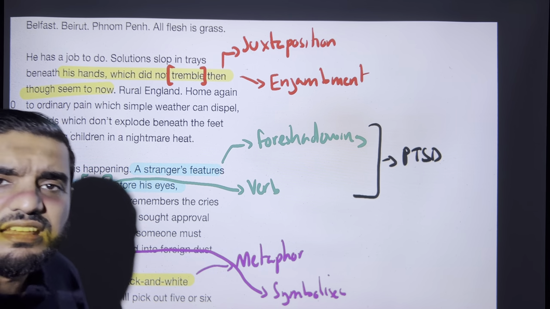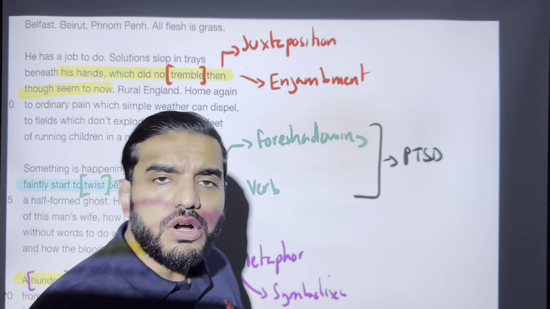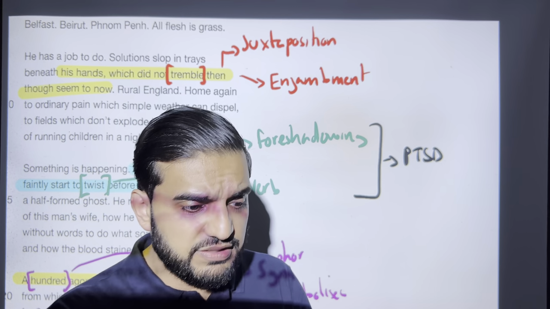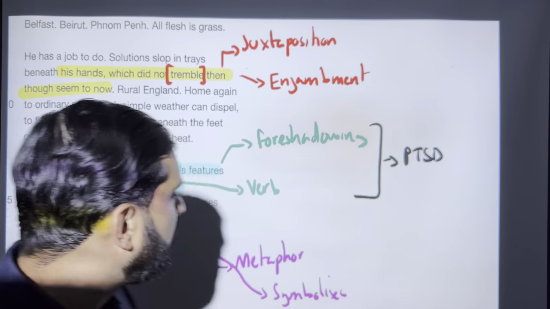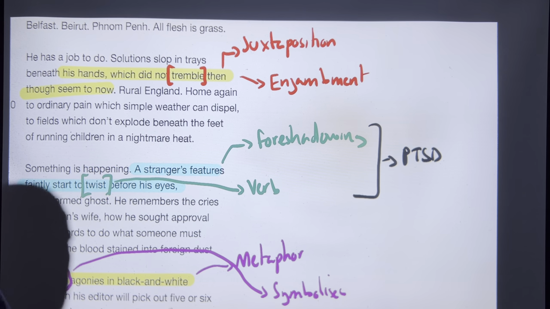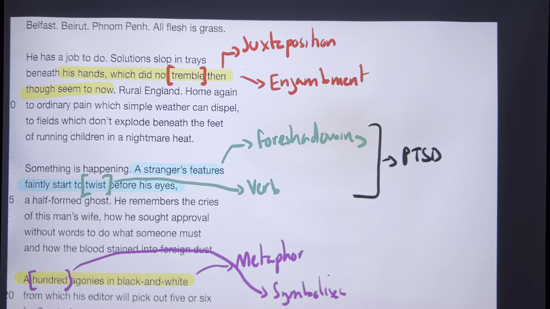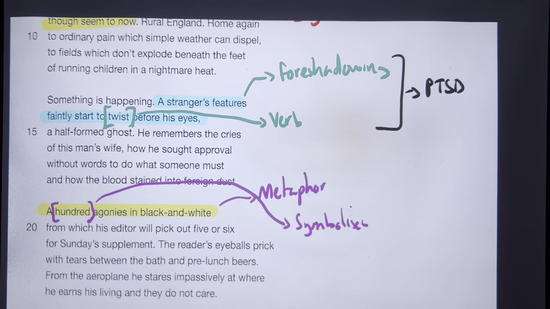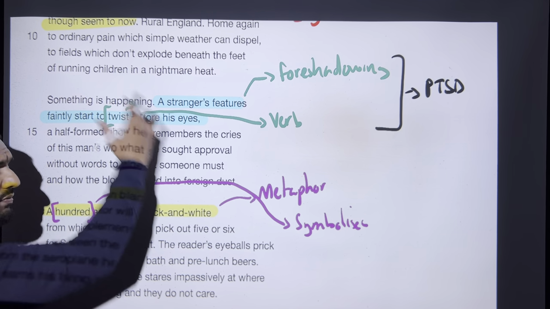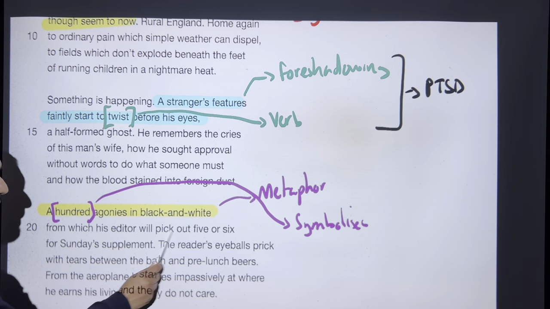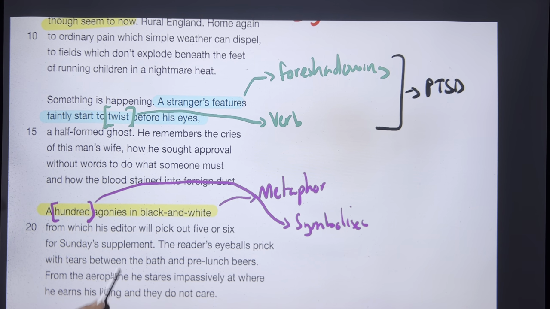What are these agonies? What are these things that he's saying? They're literally the symbol of pain, the symbol of hardship. It's the pictures. And that is why that is symbolism that has been used in that quote. Now, guys, one extra quote, not quote, but one thing you talk about is the idea of resentment over here. He's saying, look, I'm going through all of this. I went through all of this, and the editor will pick out 5 or 6 for the Sunday supplement.